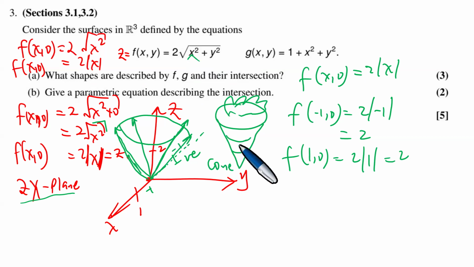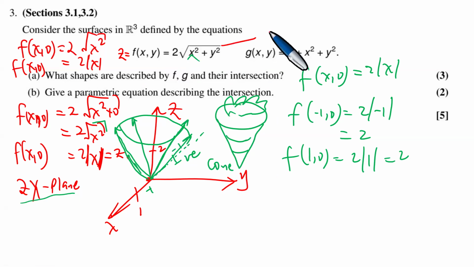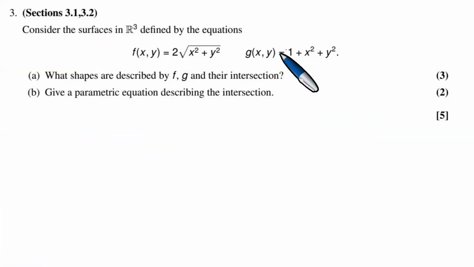It is a cone. Because they said what shapes are described by f and g and their intersection. Okay, we're going to look at the intersection. But first and foremost, what is very evident by just graphing is that this one here is a cone, and then we shall look at the other one. Let's look at part next. Okay, so we look at this one now.